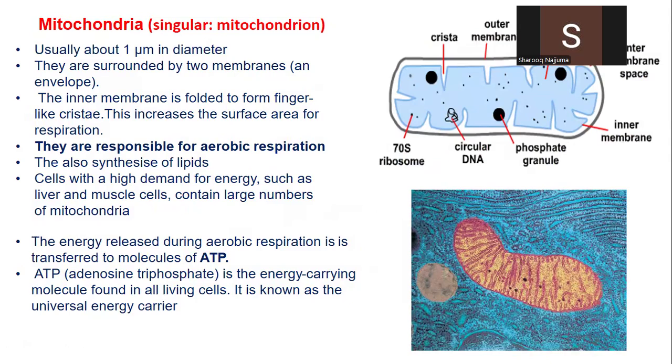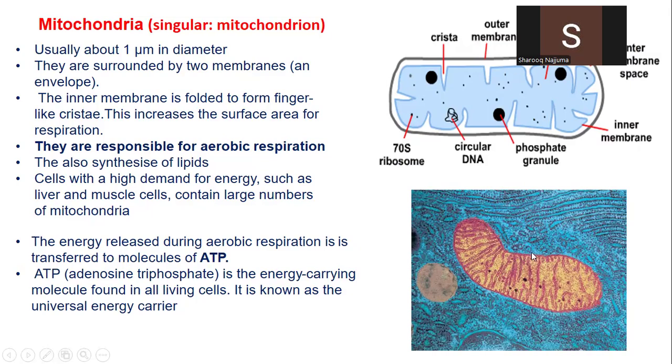That takes us to the mitochondrion. Usually it has such a diameter of 1 micrometer. It is surrounded by 2 membranes. We have this outer membrane and the inner membrane, which is folded to form cristae. You can see the folding of the inner membrane.